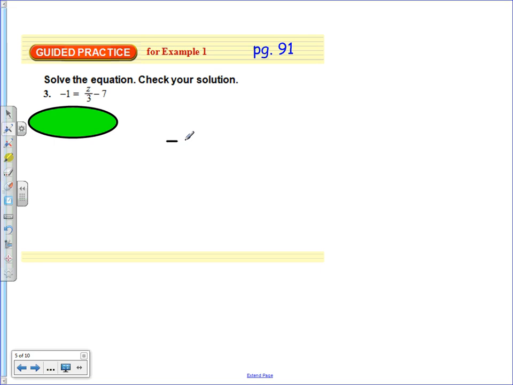Here's where it gets a little tricky. Everybody panics because they see the fraction. I'm going to try and convince you by the end of the year not to panic. We have a minus 7 here, not written very neatly, but it is minus 7. So we need to get minus 7 to the other side. So we're going to add 7 to both sides. Negative 1 plus 7 would leave us 6.